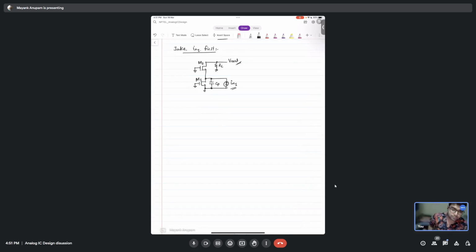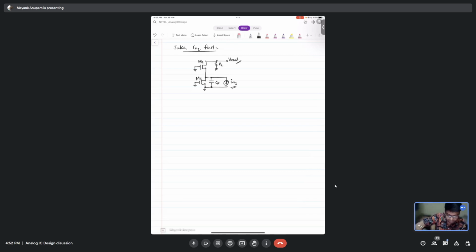Yeah, go on. Anyone? I1 times RL parallel the impedance of the capacitance. How come? How did you get there? There are two parallel paths. One is through RL and the other is through CP. How did you get that, man? That's not true.